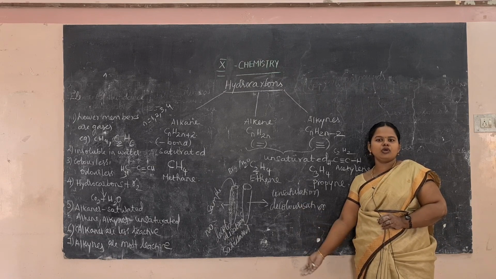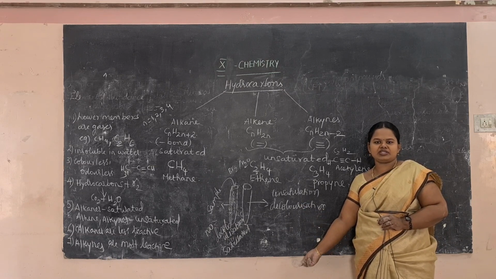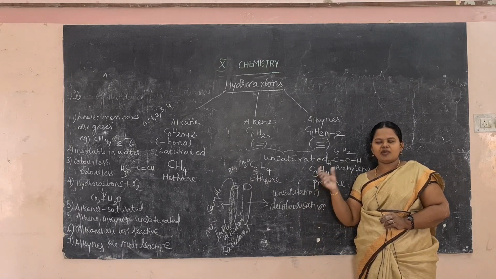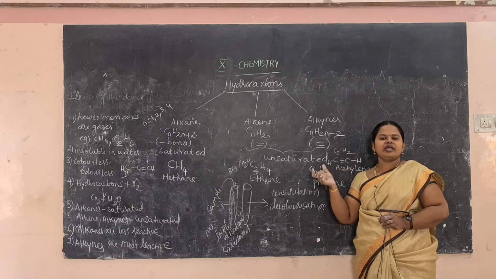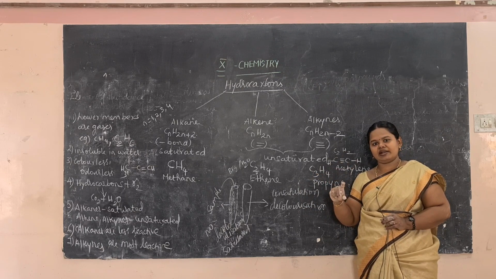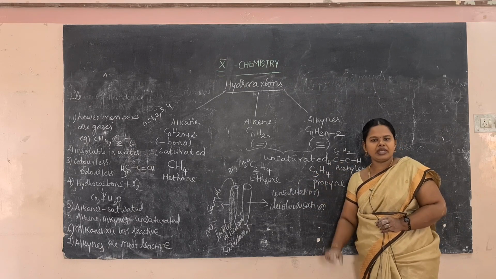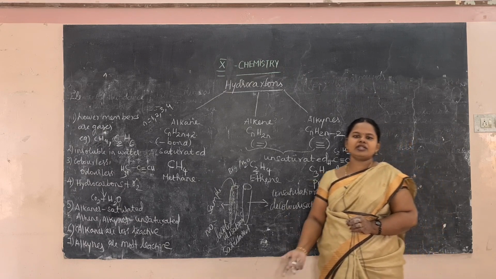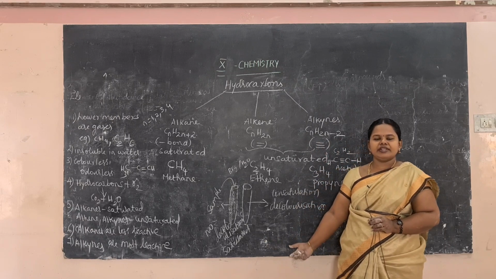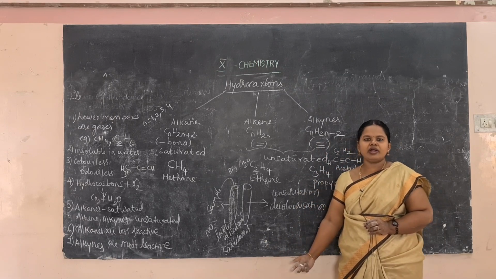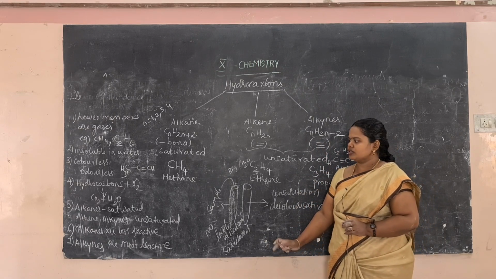In the lab you will do this bromine water test. You take the sample in a test tube and add bromine water. If it is decolorized, then it is unsaturated. If it is not decolorized, then it is saturated. If the color remains as it is, it is saturated; if the color changes, it is unsaturated. So this is the test to identify whether the hydrocarbon is saturated or unsaturated.